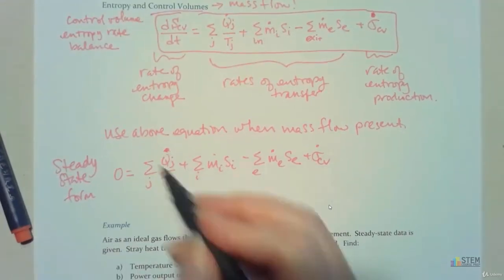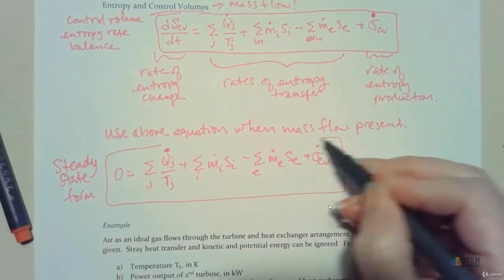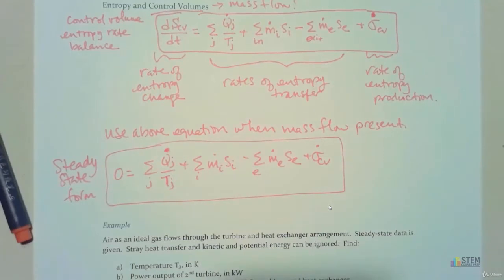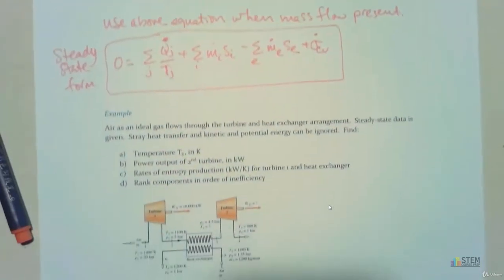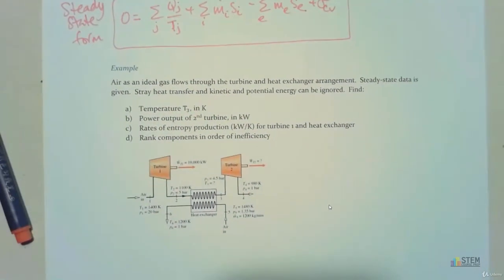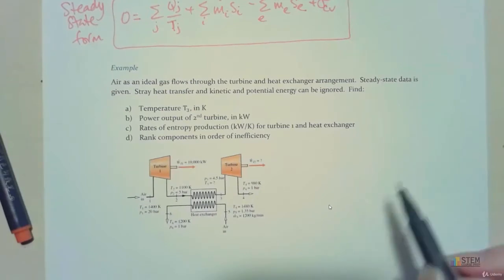Okay, so now you have this. Now again, this is only for steady state. If it's not steady state, don't use that because you need to find that left-hand side. Okay, so let's go ahead and go into this example. This example has a lot of parts to it.